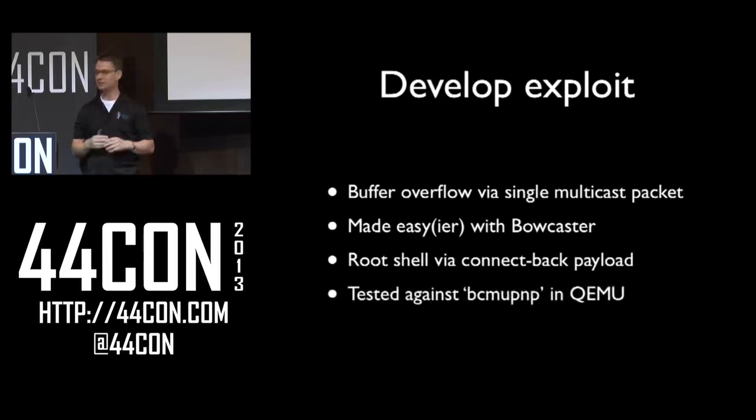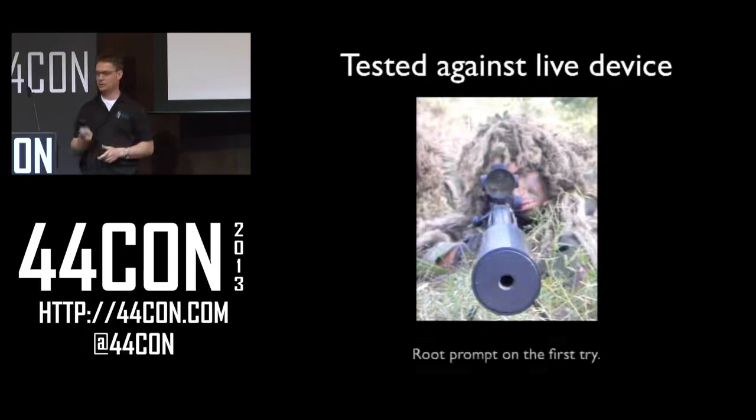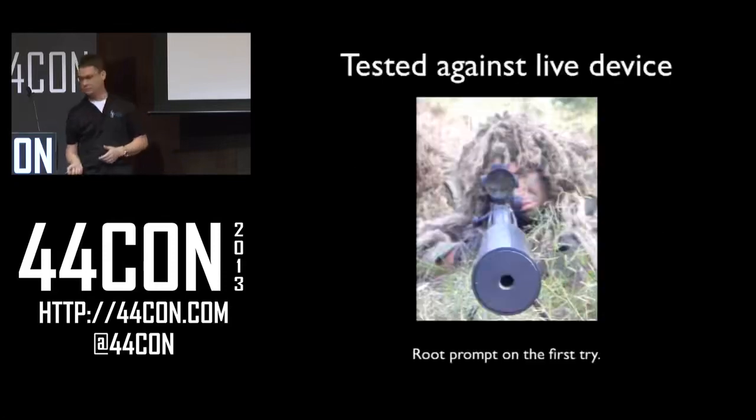And I tested and developed the exploit against BCMUPnP entirely in QEMU, right? Because I'm not able to get on this device and dynamically analyze it and use the debugger. So I had to rely entirely on emulation. And then when I tested it against the home hub, I got root on, is my slide not loading? Crap. I got root on the first try.